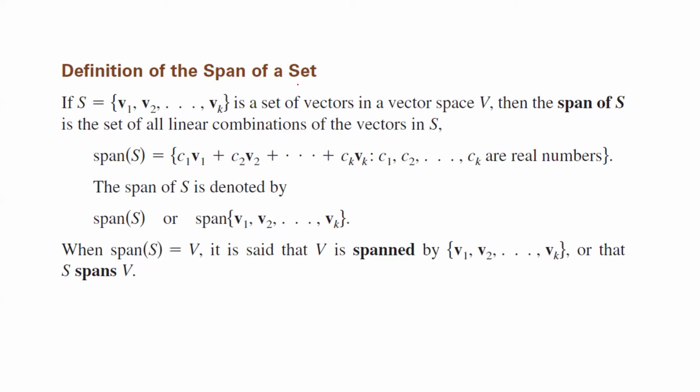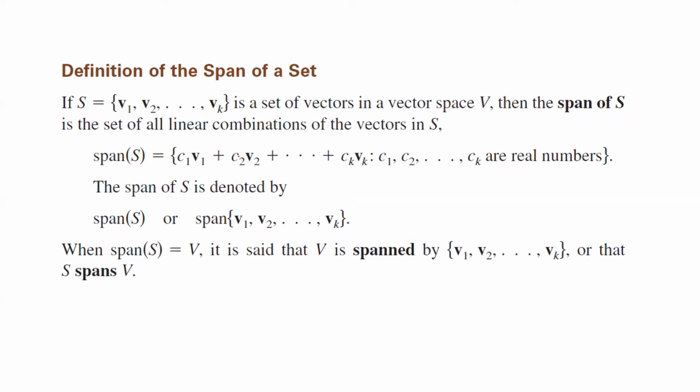Span of a set. Suppose you have a set like S, V1, V2, V3, Vk, which is a set of vectors in a vector space like V. Then the span of this set is the set of all linear combinations of the vectors in S. So again, here you have a set with some vectors in it. You're going to take all possible linear combinations of the vectors in that set, and you're going to call it span of S.